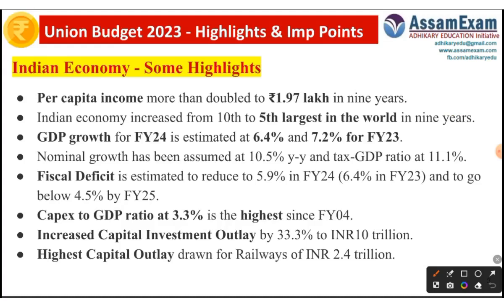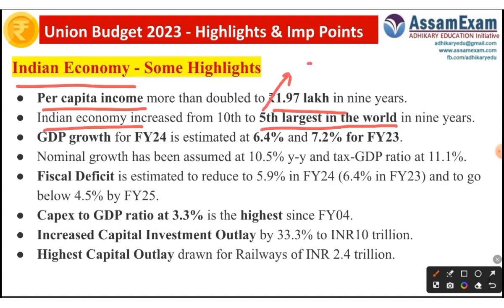Now we'll see some important points regarding the Indian economy. So per capita income of India is now around 1.97 lakh. Now the Indian economy is the 5th largest economy in the world, which was 10th largest 9 years before. Now this 5th largest is in terms of GDP, nominal GDP, which is called nominal GDP.